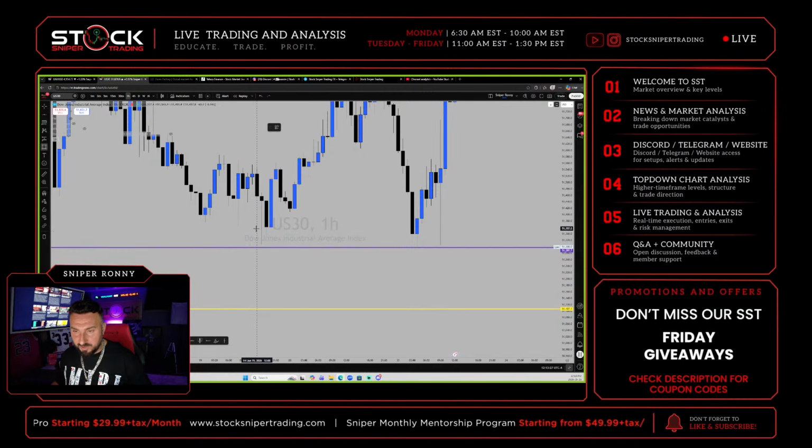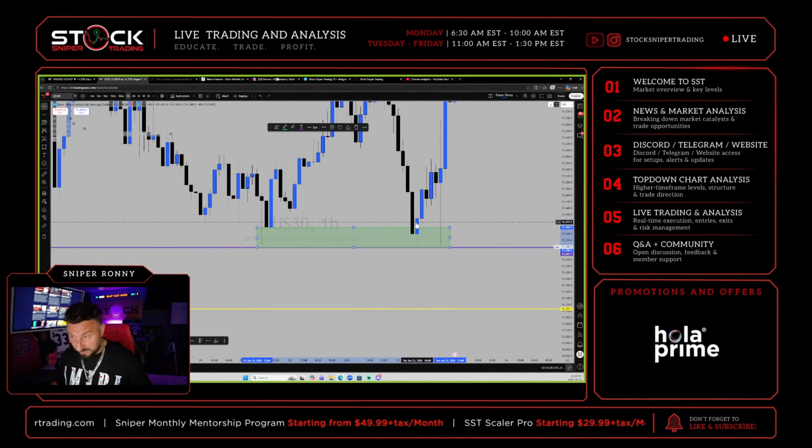Here's your hourly support structure right there. There's your block right there. Wick, body, purple line, go across into the future. Now you can see how we came in there today at 4 a.m. This is where you're analyzing.